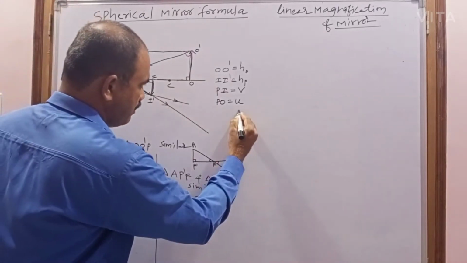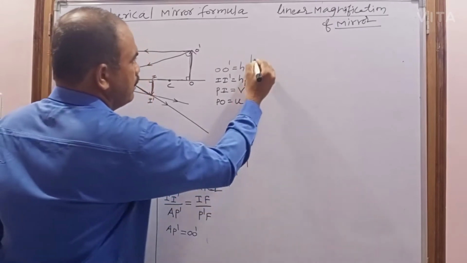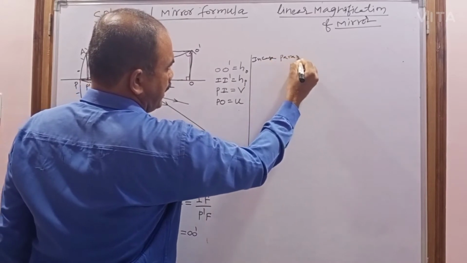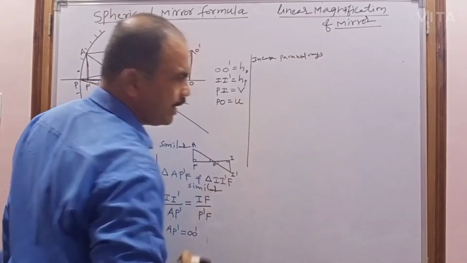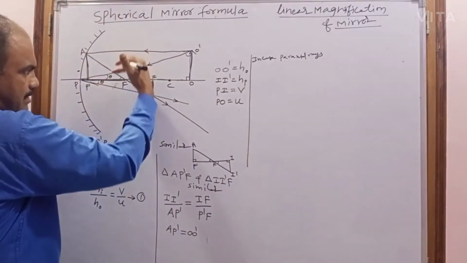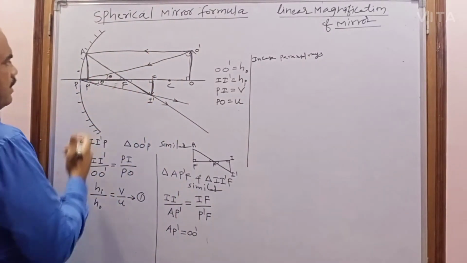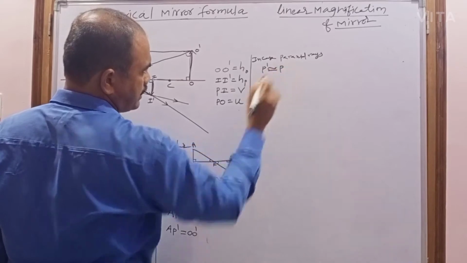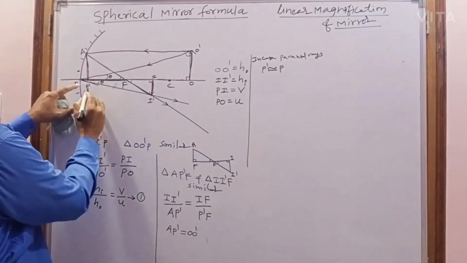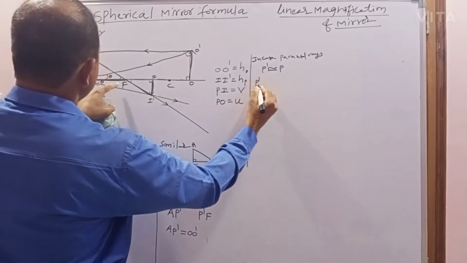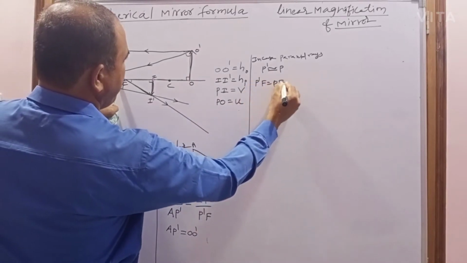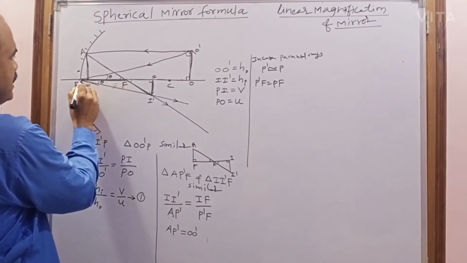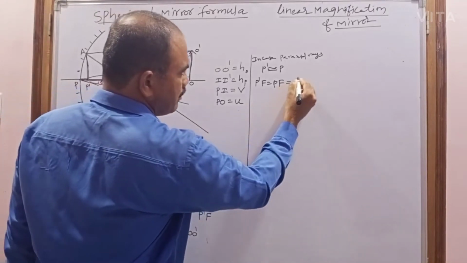I am writing here how it will be. In the case of paraxial rays, that is, if the incident ray heights are very near to the principal axis, the P dash is approximately equal to P. So in this case what do we take? P dash F is equal to PF. What is PF? The distance between the pole and focus. The distance between the pole and focus is nothing but the focal length.